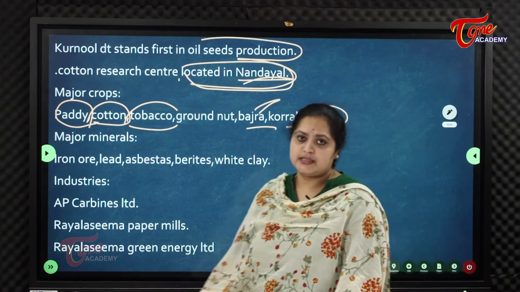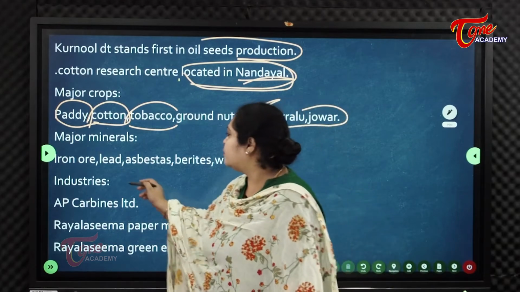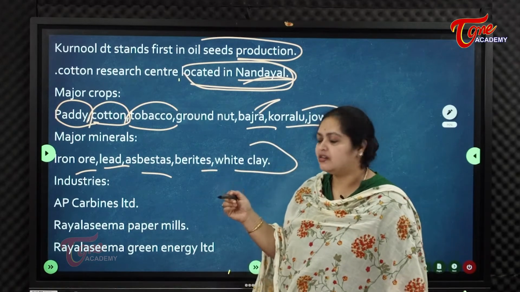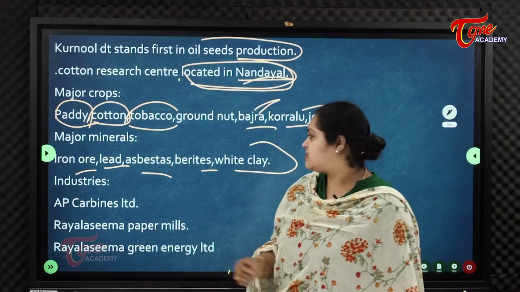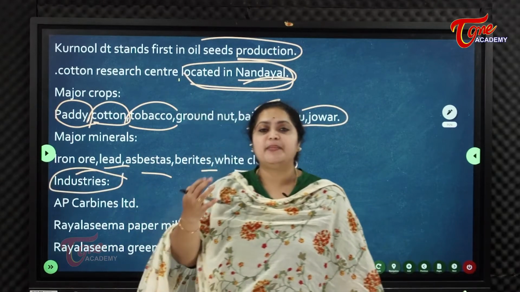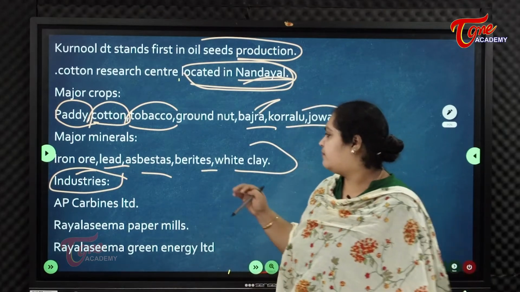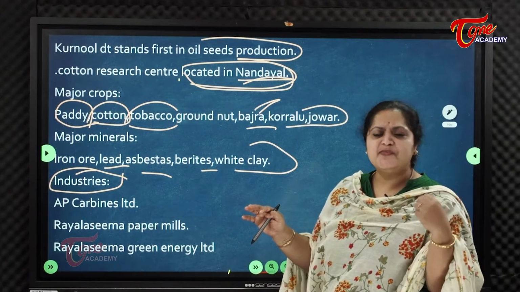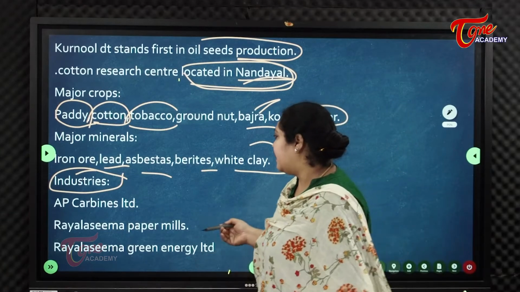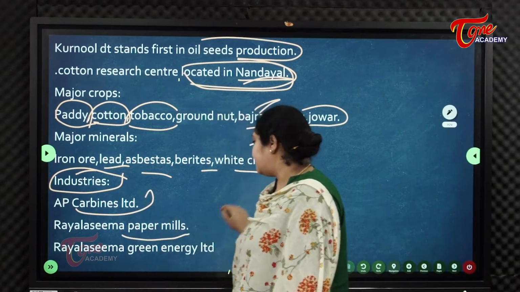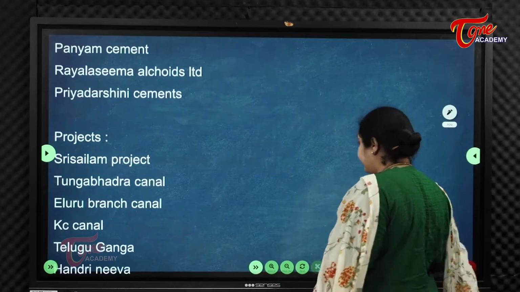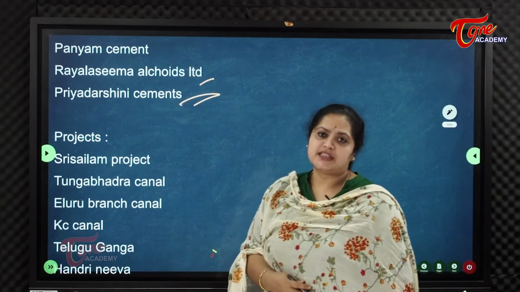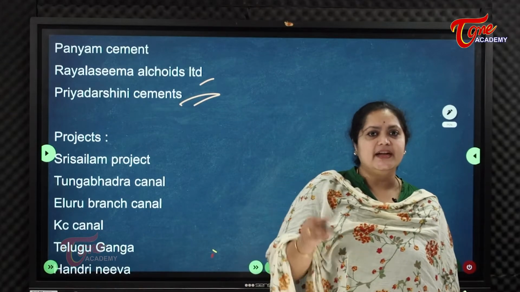Next one is major minerals. What are the major minerals of this district? Iron ore, lead, asbestos, barytes and white clay are the major minerals of this district. What are the famous or major industries located in this district? We've already seen that limestone is one of the major minerals, so cement factories we'll get to see. Apart from that, AP Carbides Limited, Rayalaseema Paper Mill, Rayalaseema Green Energy Limited, Panyam Cement, Rayalaseema Alkalies Limited and Priyadarshini Cements. These are the major industries located in this district.